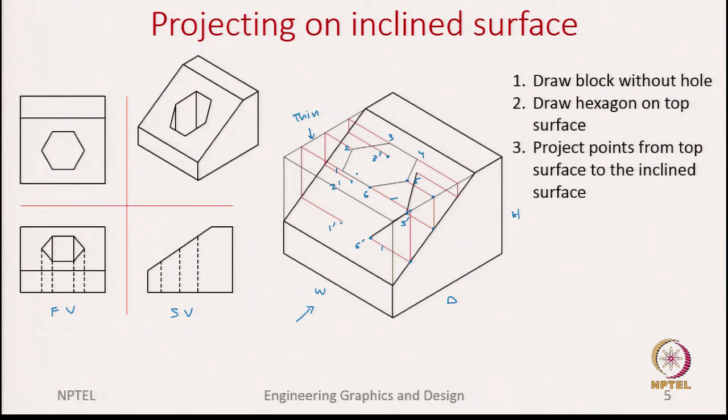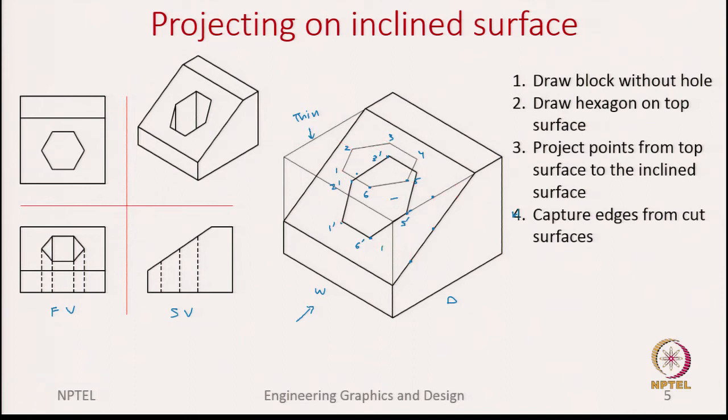And I now have already projected all the 6 points. Now, I can draw the complete hexagon on the inclined surface. The last thing is I forgot to capture the cut. How do we capture the cut?